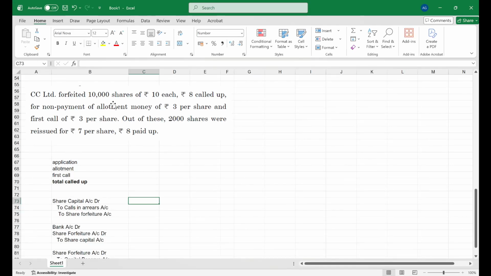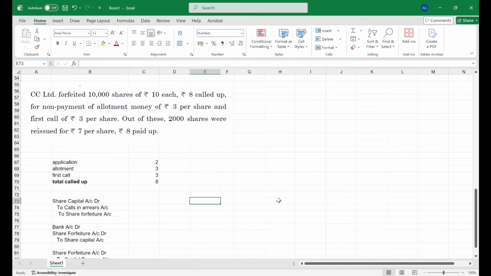CC Limited forfeited 10,000 shares of rupees 10 each, 8 called up, for non-payment of allotment money of 3 per share and first call of 3 per share. Out of these, 2,000 shares were reissued for 7 per share as 8 paid up. So the total called up value of this share is only 8. First call was 3 rupees and allotment was 3 rupees. Therefore, the paid up value of application must have been 2 rupees.